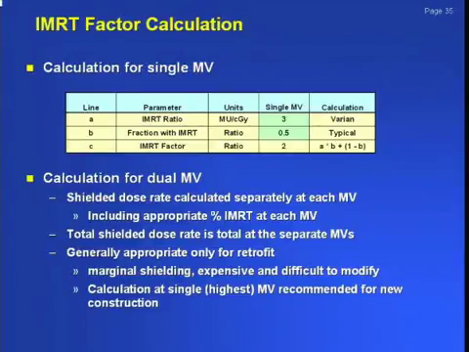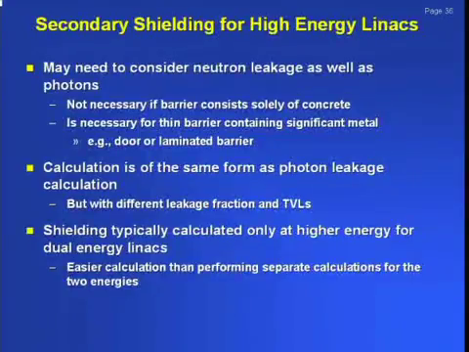This is really generally appropriate only for a retrofitted room. I would recommend that if you're going to do new shielding calculations, you do them under worst case and assume you're going to do your work with the high energy. But if you know it's going to be low energy, you can certainly justify it.